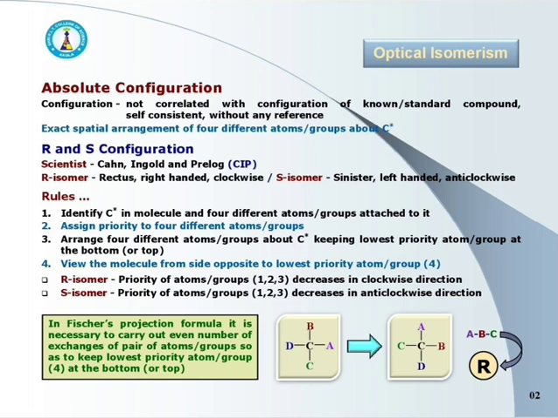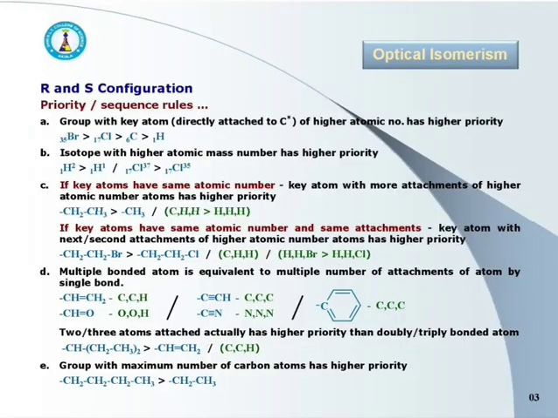with group B. In the new representation the lowest priority group is at the bottom, and if we view the molecule from the side opposite to the lowest priority group, the priority of groups A, B, C decreases in clockwise direction. First priority, then second priority, then third priority. It means it is the R isomer.